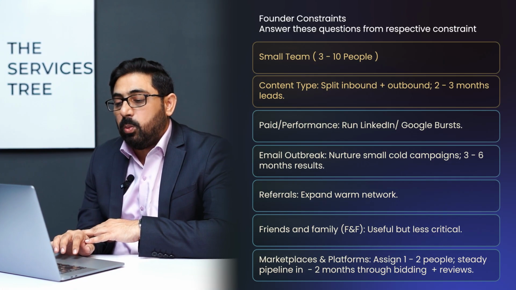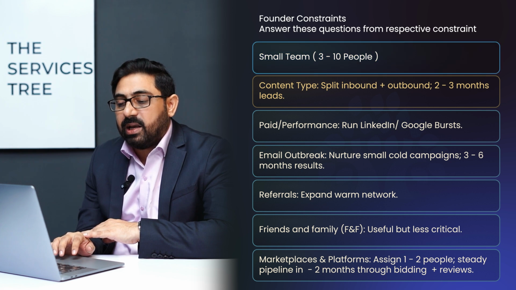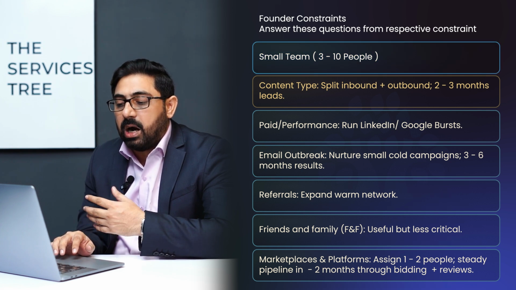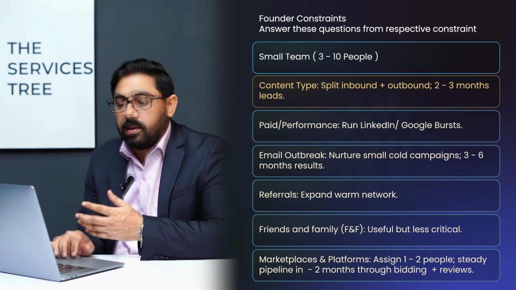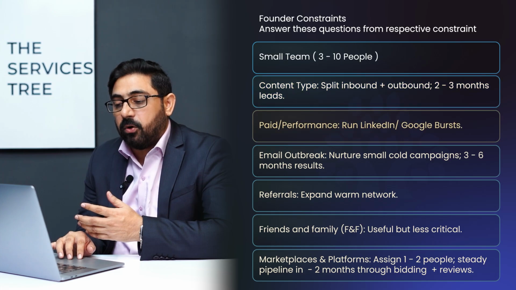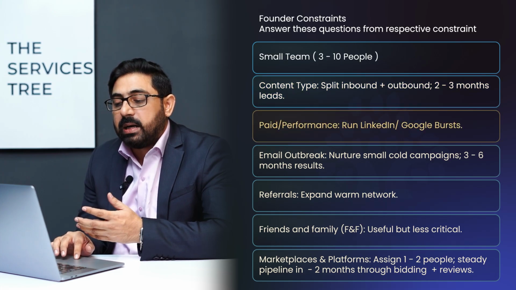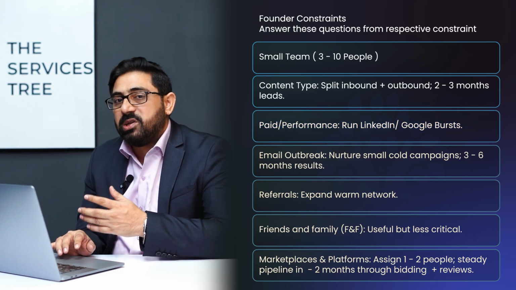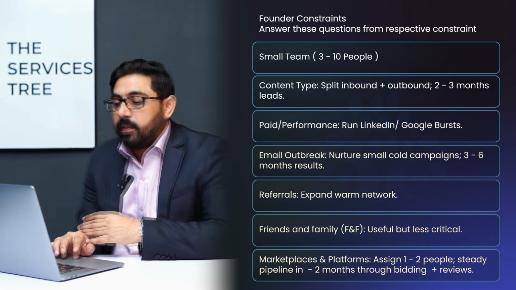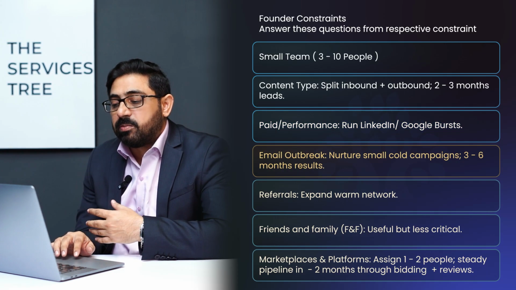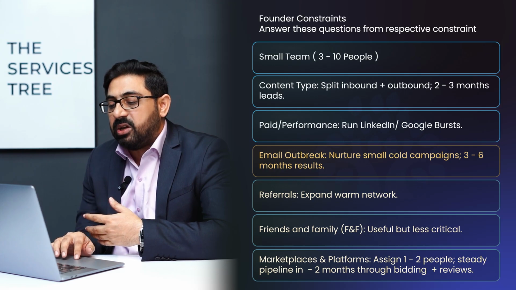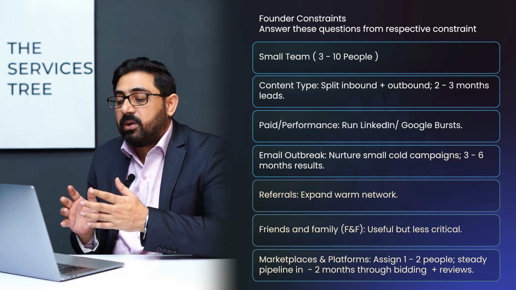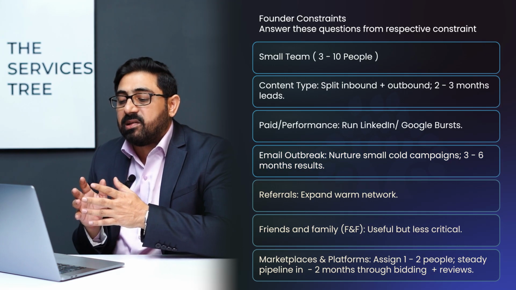Let's jump back to the small team constraint. Here we see we have been given some of the strategies. In content type, we can see that we can split inbound and outbound for 2 to 3 months leads. And we can go for paid and performance. Performance marketing is all about running LinkedIn or Google ads. We will filter out whichever is not relevant to us. For email outreach, nurture small cold campaigns, 3 to 6 month results. That tells us after how much time it will give us some results.